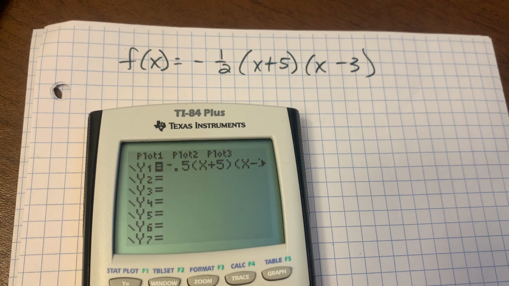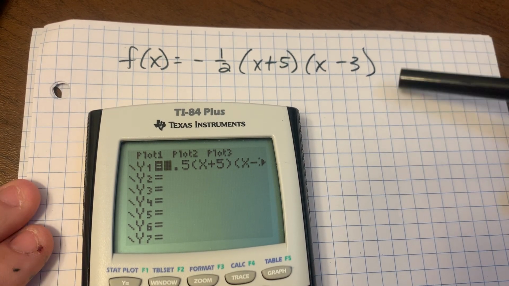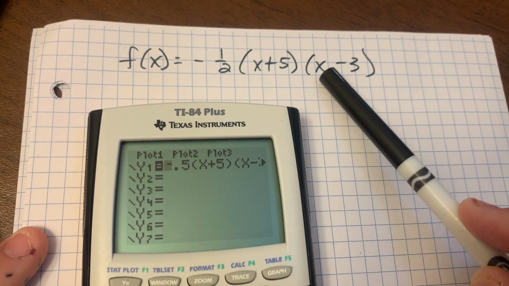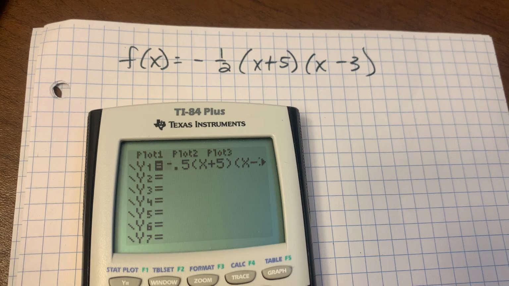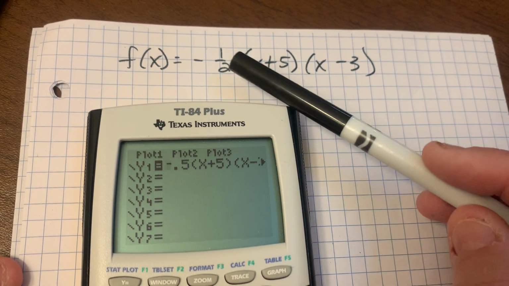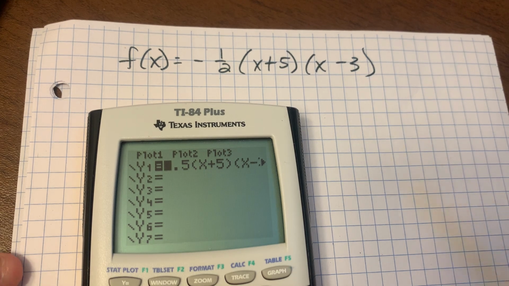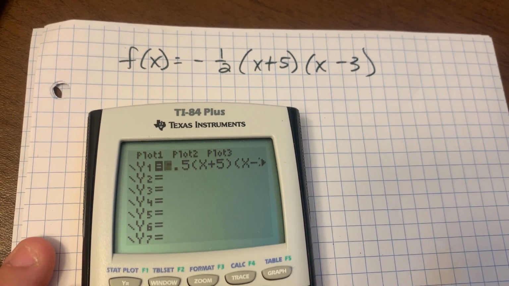This video is going to focus on how to use the graphing calculator to assist you when graphing a quadratic function given in either factored or intercept form, depending on which book you're looking at. So, we have negative 1/2 quantity x plus 5, quantity x minus 3. I've already typed that into my calculator.